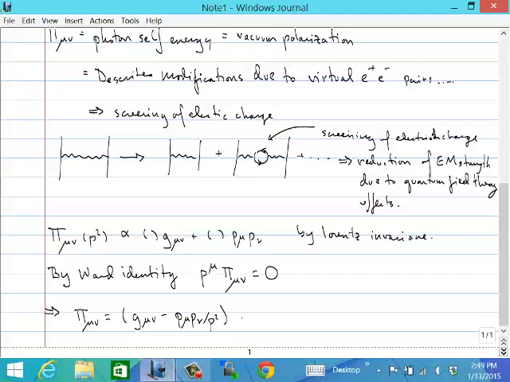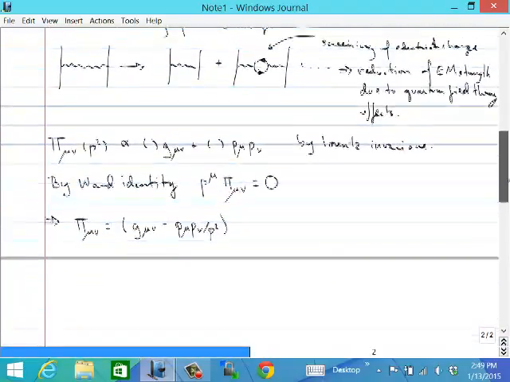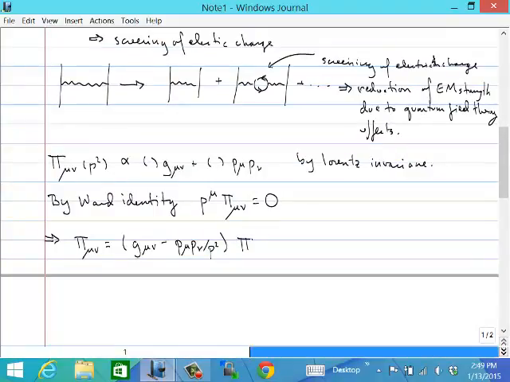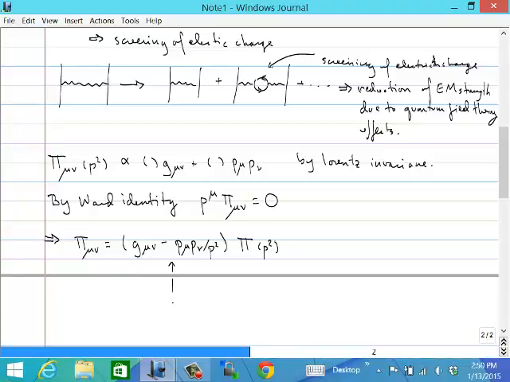In particular, it has to be proportional to this projection operator, g mu nu minus p mu p nu over p squared, times still some undetermined function that I'll call pi, now without the 2 indices. So the first thing that we should notice is that this tensor appearing here, we could call it delta, is a projection operator.